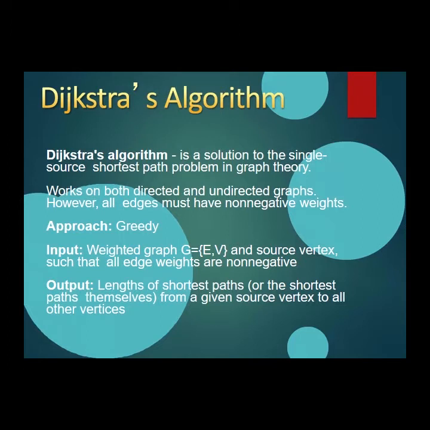What will our output be? The length of the shortest path or the shortest paths themselves from a given source vertex to all other vertices.